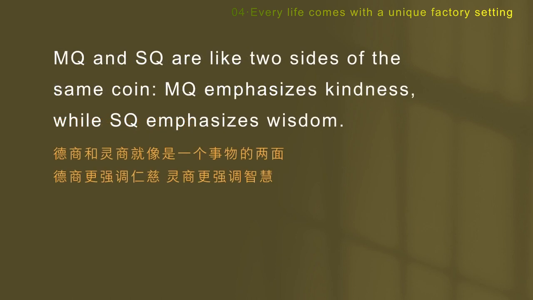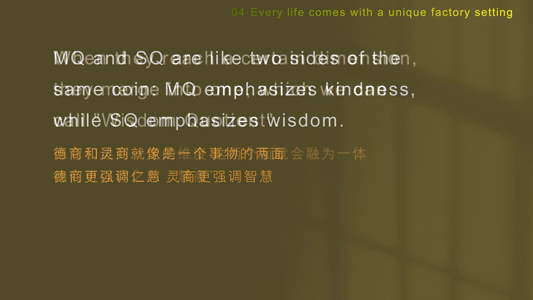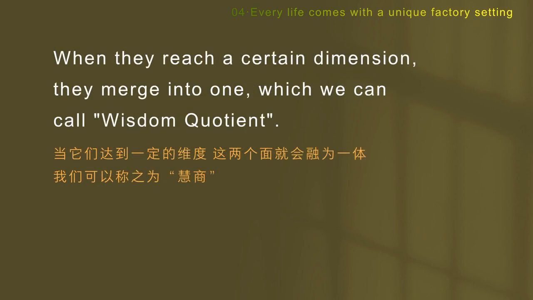MQ and SQ are like two sides of the same coin. MQ emphasizes kindness, while SQ emphasizes wisdom. When they reach a certain dimension, they merge into one, which we can call wisdom quotient.